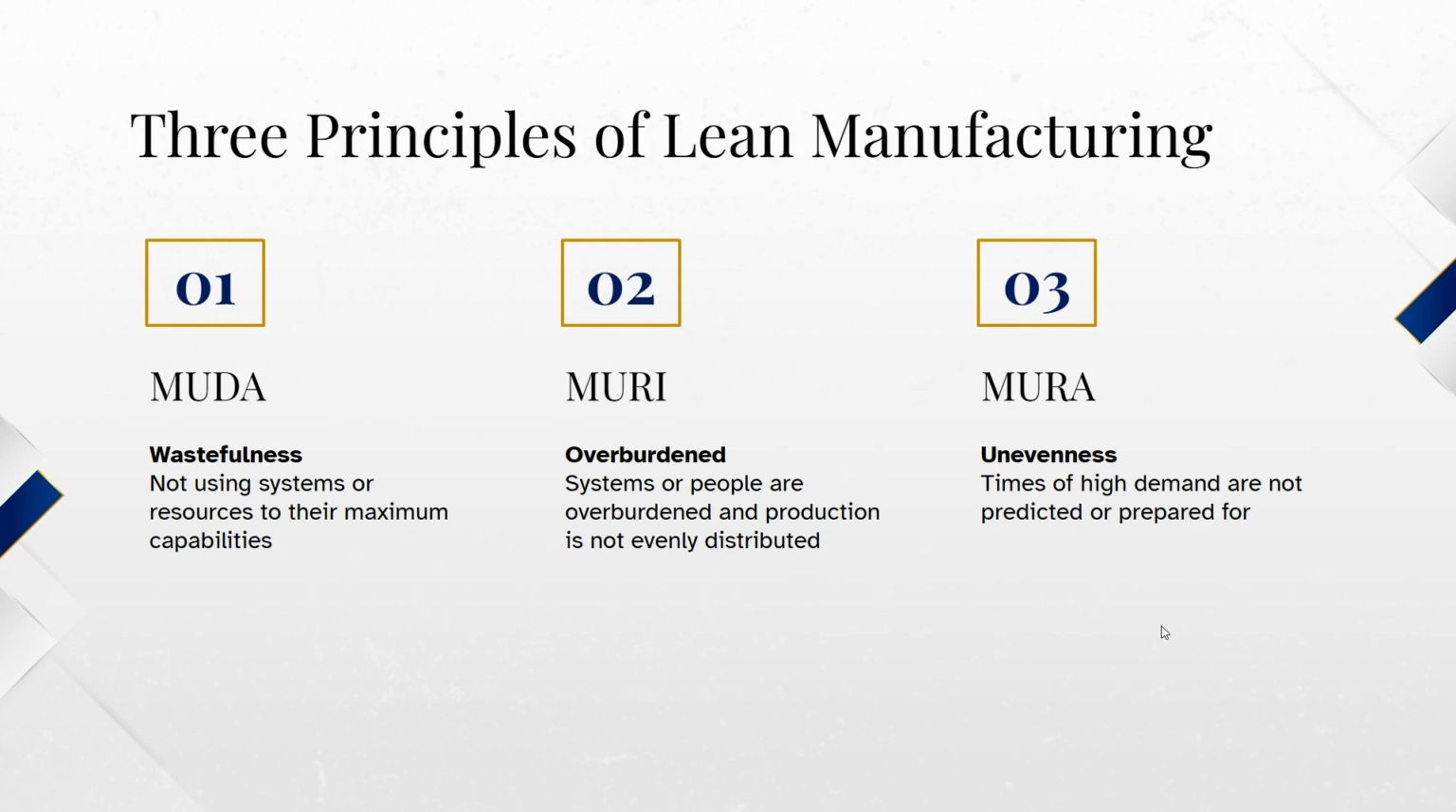Lean manufacturing focuses on the concepts of muda, mura, and muri. Muda, or wastefulness, means not using any systems or resources to their full potential. Muri, or overburden, focuses on overburdened systems and people when production is not evenly distributed. And mura, or unevenness, refers to production being limited when times of high demand are not predicted and accounted for.